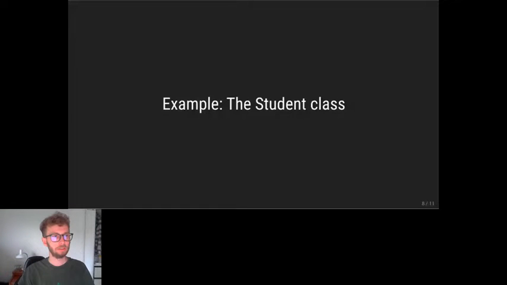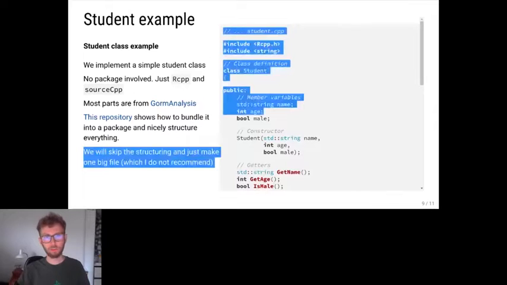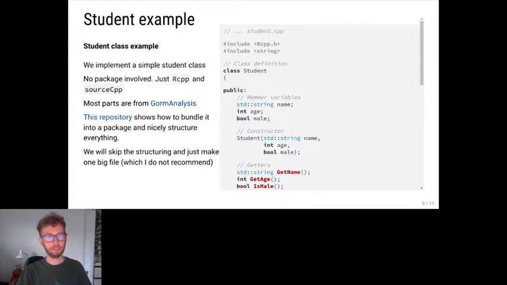Okay, so let's look at a complete example. So I took this from Gorm Analysis, which has a really nice tutorial on Rcpp modules on its blog. And there is a tutorial, a repository that I linked which contains an R package which only contains this class. So if you want to learn how to correctly structure the C++ code and put it into a package, just check out this repository. But it also works if you only have one standalone C++ file and compile it using this sourceCpp function.